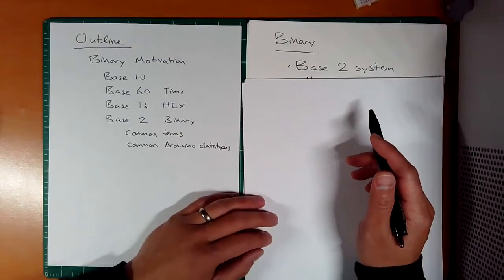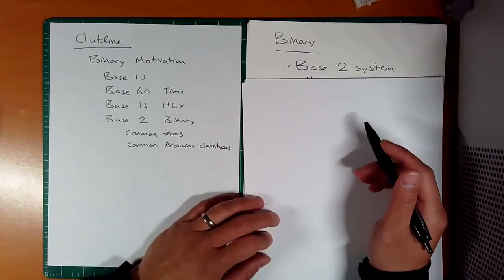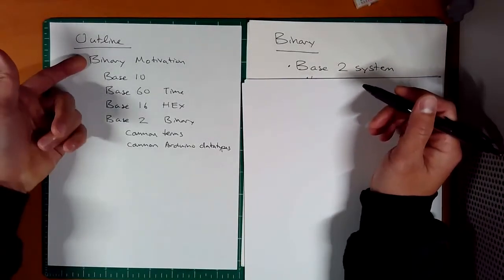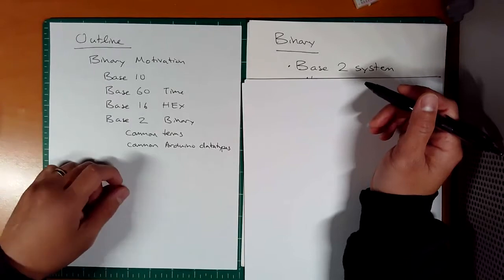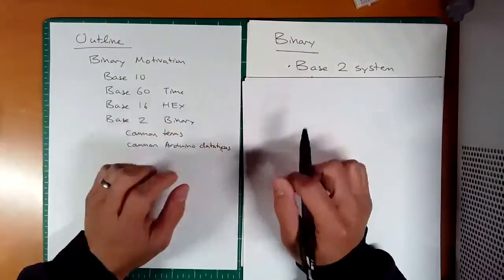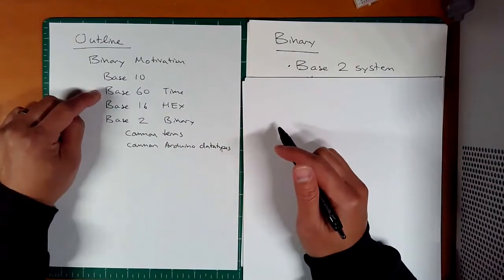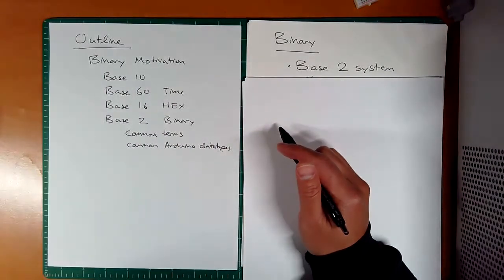Hi, this is ET370 Lecture 10, and today we're going to talk about binary. We're going to go over the motivation for binary, and we'll actually talk about what we're familiar with, base 10, because we have our 10 fingers and toes. Then we'll look at base 60, because that's another base we've seen.